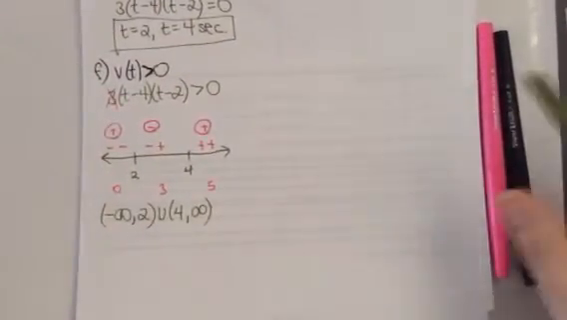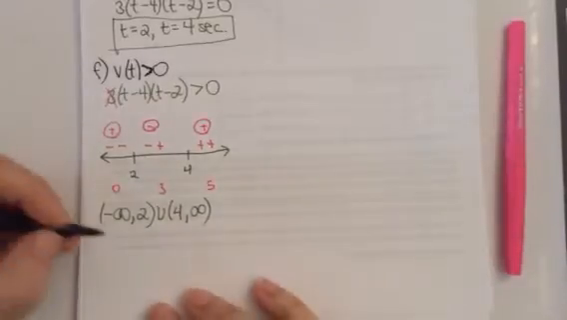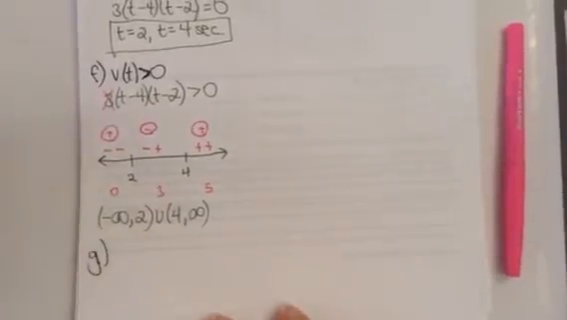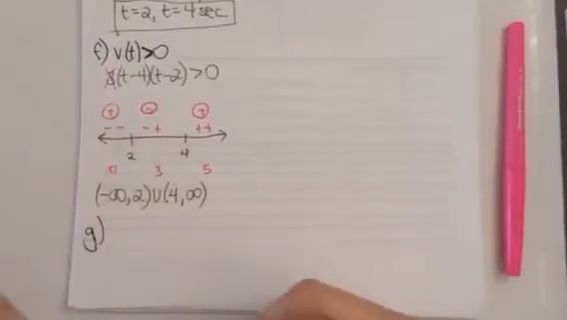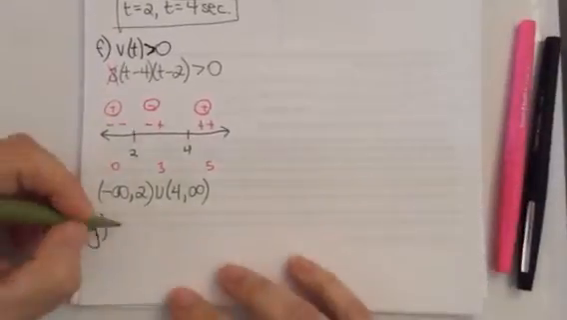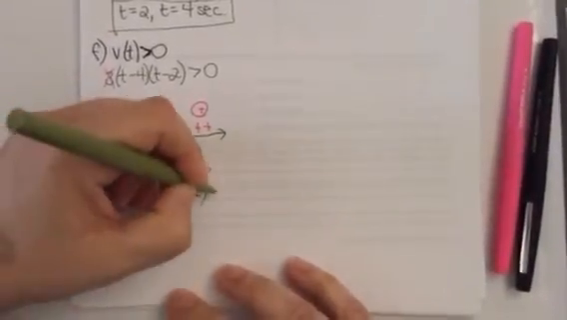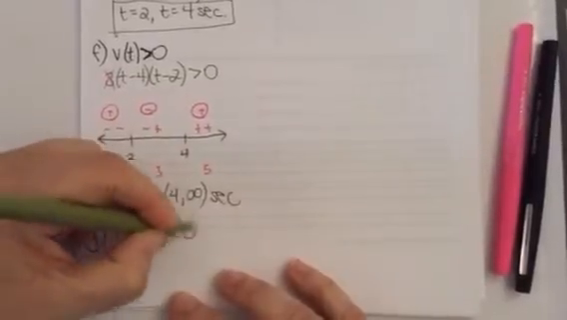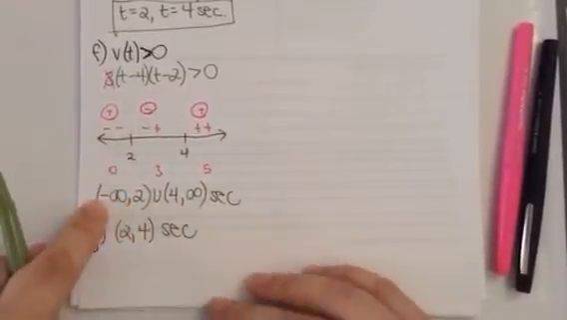So now G, we already have the answer. When is the particle moving in the negative direction? We have it right here, between 2 and 4. So between 2 and 4. And again, we want to include units. So this is an interval of time.